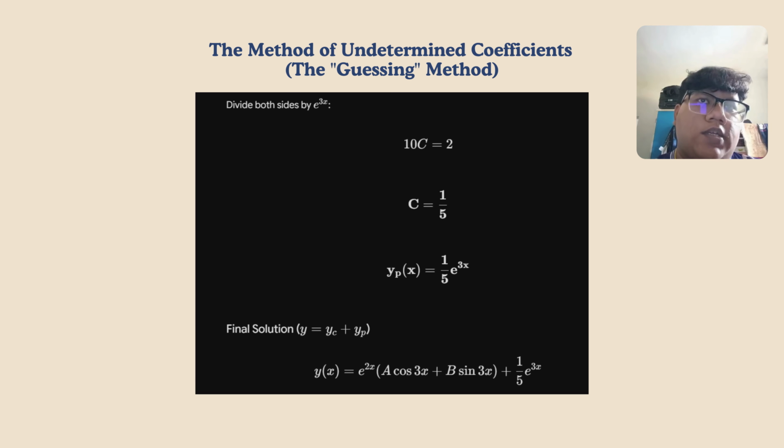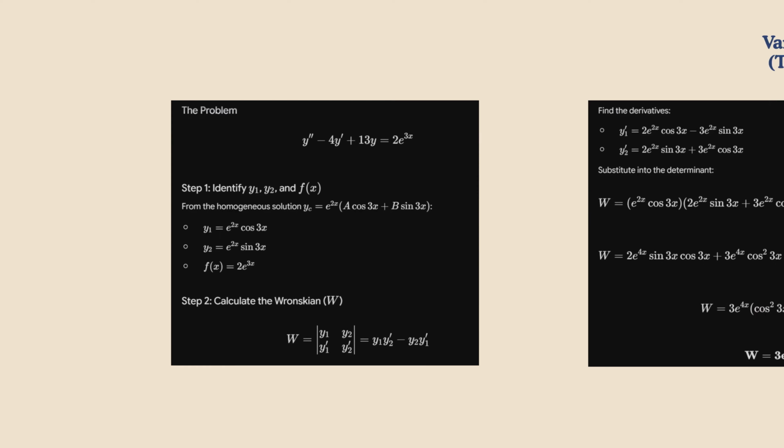So yp(x) equals 1/5 e^(3x). So the answer is y(x) equals e^(2x)(a cos 3x plus b sin 3x) plus 1/5 e^(3x). So thank you, Aiman.